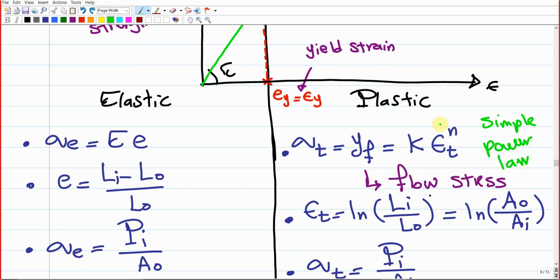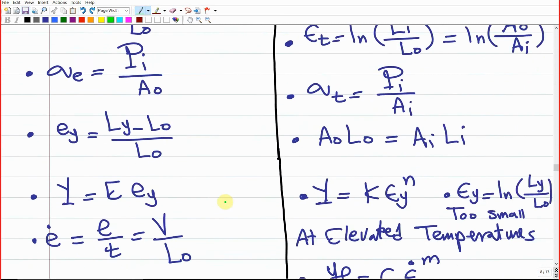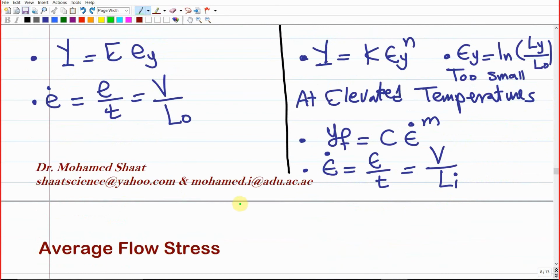Why? Because this n decreasingly tends to zero as we decrease the temperature of the material. And we mentioned that as we increase the temperature, the plastic deformation of the material depends more on the strain rate. So that's why this equation is recommended for the flow stress.